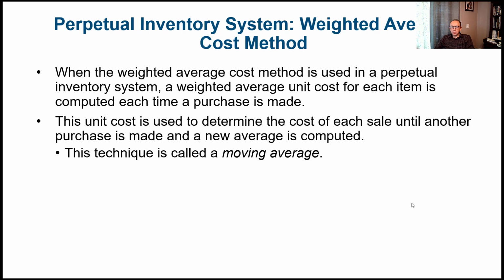Now let's see the weighted average cost method under the perpetual inventory system. When the weighted average cost method is used in a perpetual inventory system, the weighted average unit cost for each item is computed each time we have a purchase transaction. So this unit cost is used to determine the cost of each sale until another purchase is made and a new average is computed. And that's why we sometimes call it a moving average, because it keeps changing with every purchase transaction.